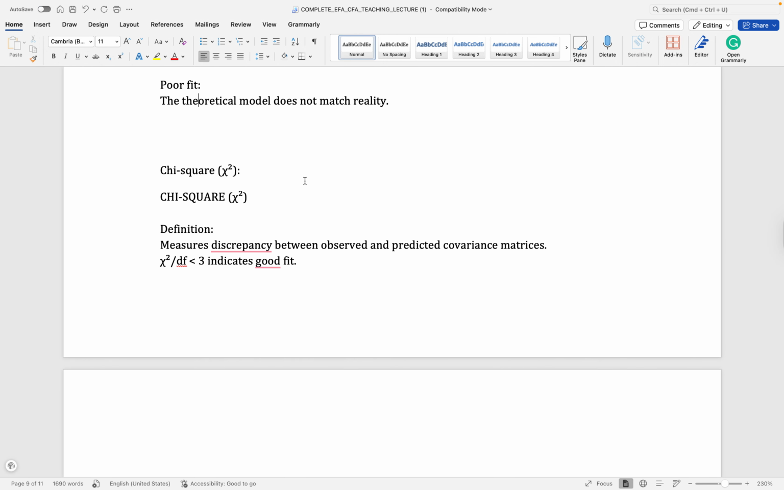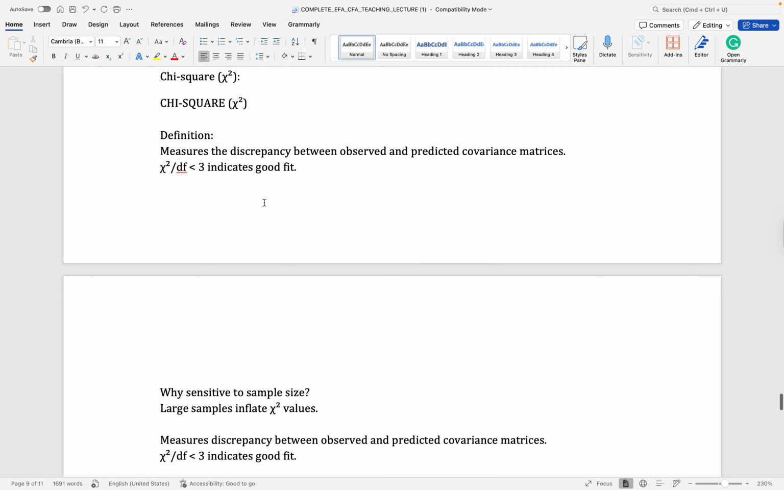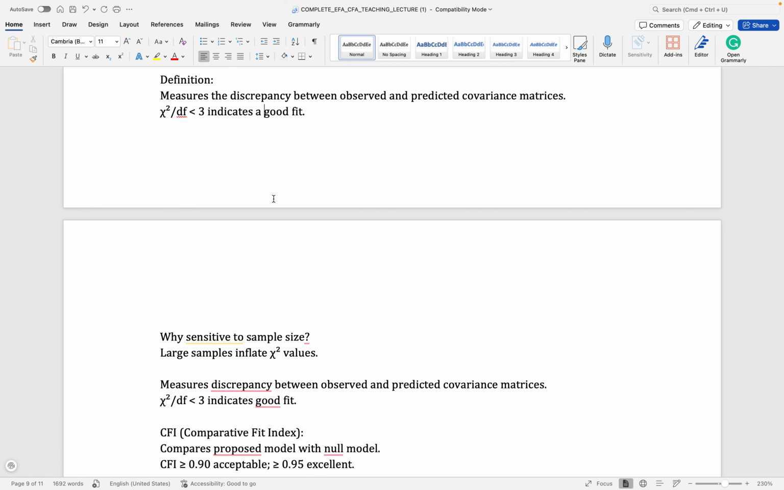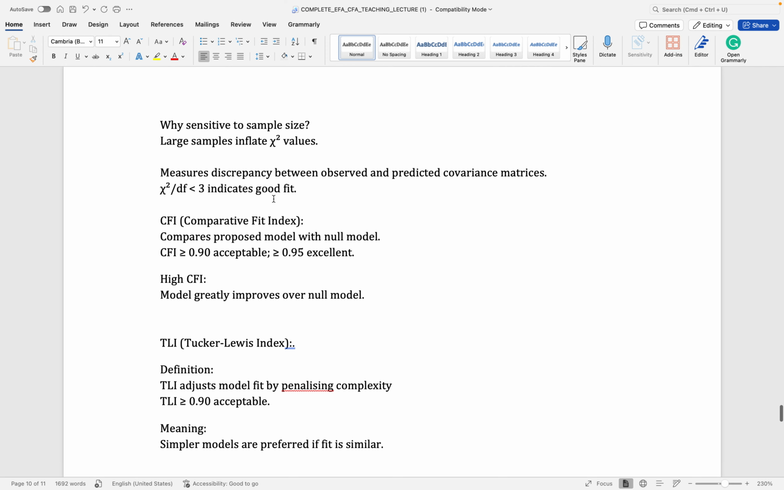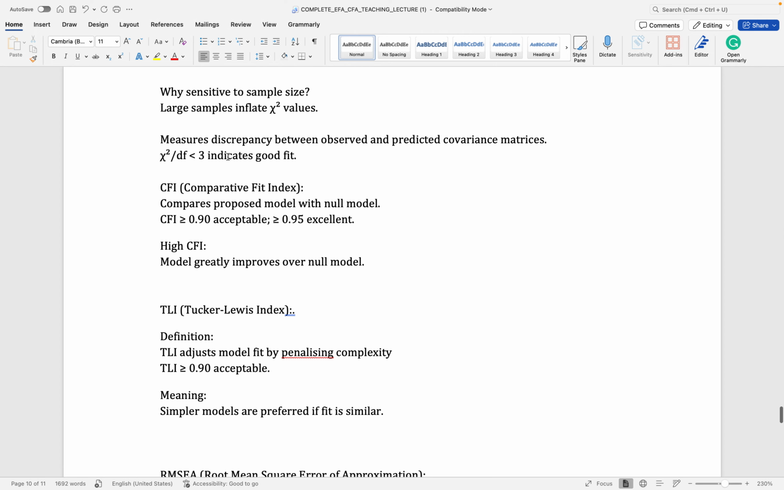Chi-square. Definition: it measures the discrepancy between the observed and the predicted covariance matrix. So chi-square over degrees of freedom less than 3 indicates good fit. Why is it sensitive to sample size? A large sample inflates the chi-square value. As I said, 3 indicates a good fit.